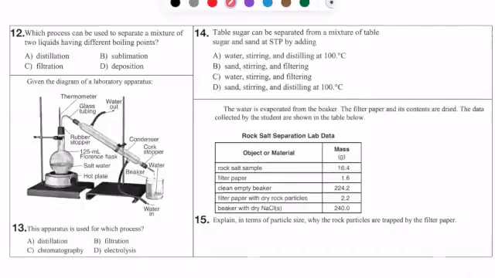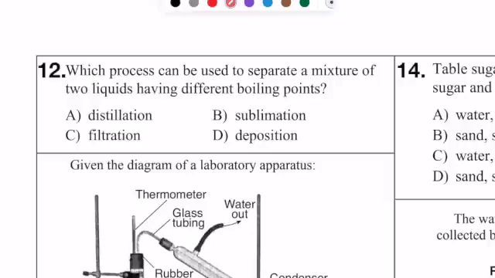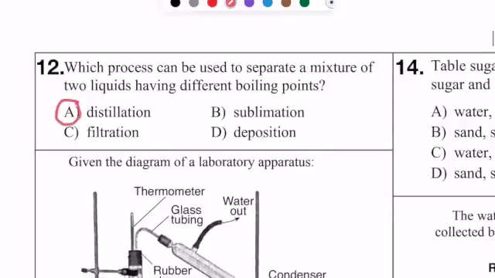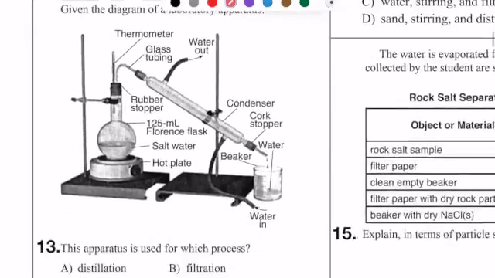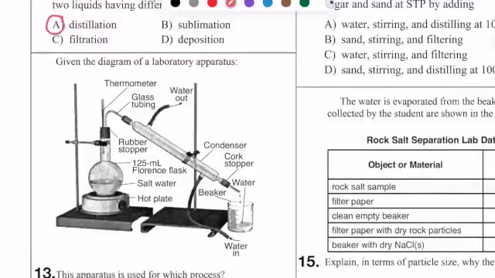Number 12 is saying, which process can be used to separate a mixture of two liquids having different boiling points? So this will be your distillation, and the apparatus for the distillation is shown over here. Remember, we use distillation whenever you have two liquids that are completely dissolved, so for a homogeneous mixture of two liquids. We put them in this first flask and we start boiling them. Because they both have different boiling points, one of them is going to boil first, and when it boils, it's going to be collected in this beaker.